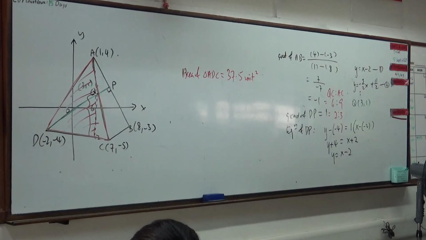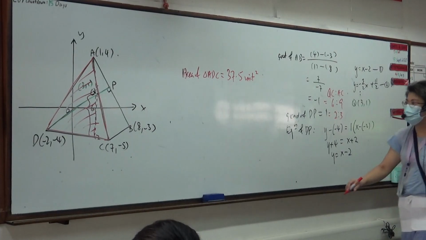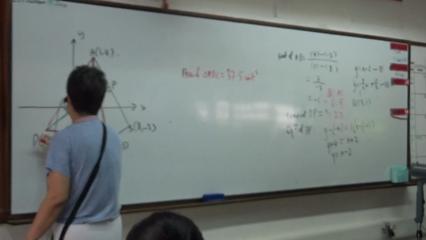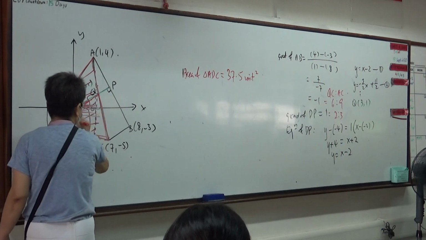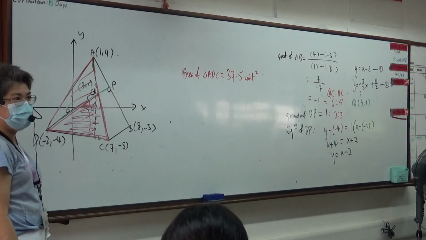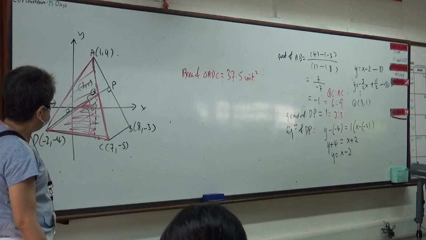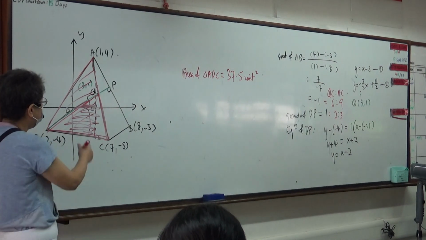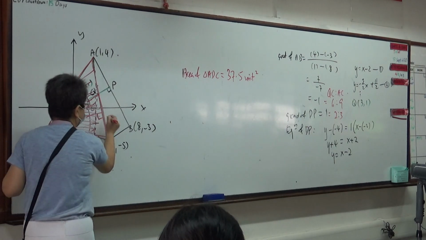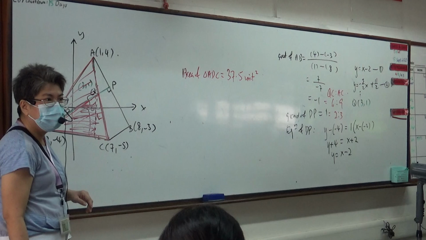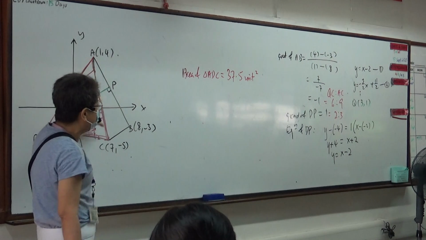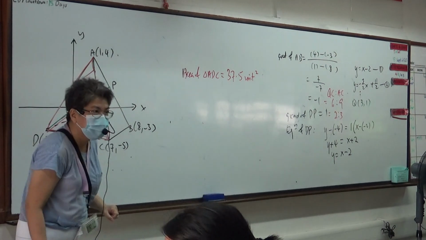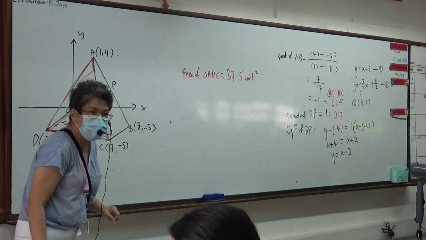Next part, what do they want? Hence, find the area of triangle QDC. Now, where's QDC? QDC, this one. Agree? Now, do you agree that these two triangles share the same height? Can you see that? They share the same height. If they share the same height, that means it's only in proportion of the base, right? Agree class? In proportion of the base, right?